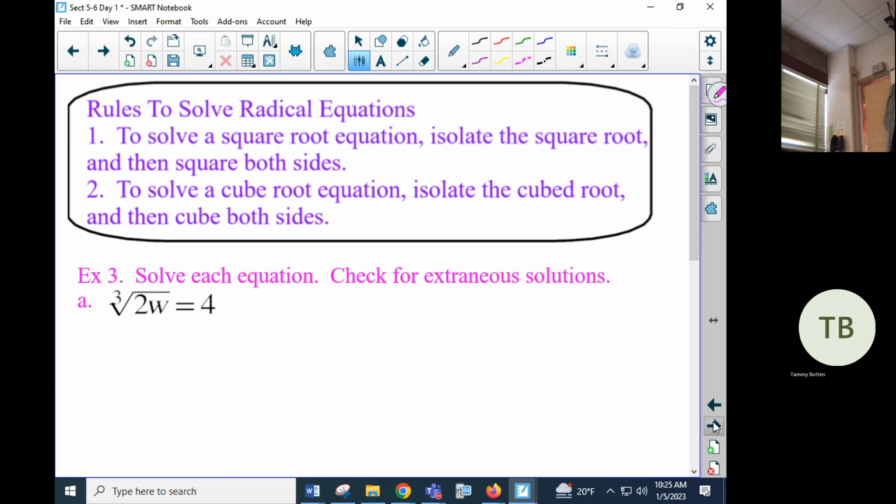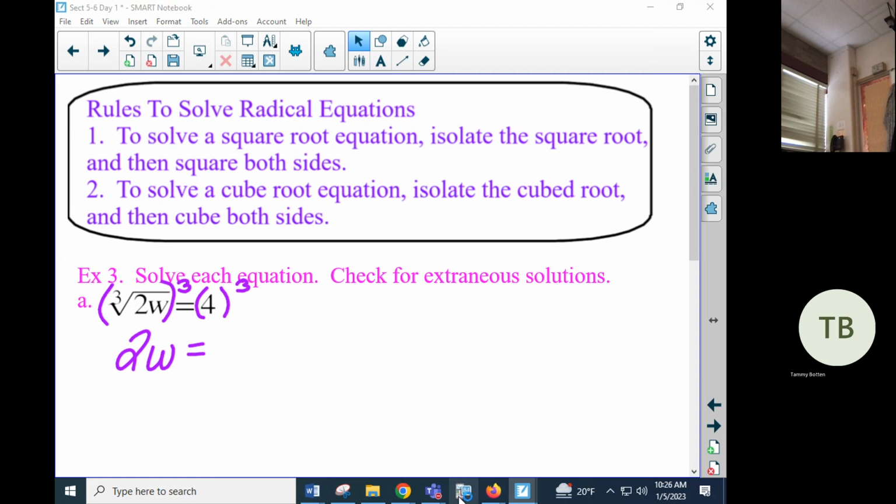Now with cubed roots, the only difference is you're going to take both sides to the third power. So here, what I would do is take this to the third power as well as this to the third power. The cubed root cubed cancels, and you would have 2w. 4 to the third power.